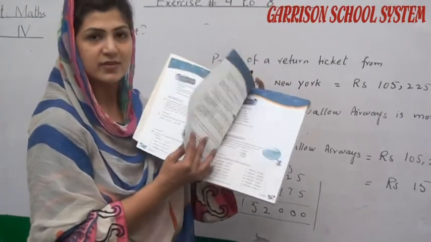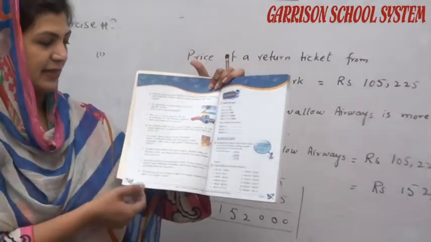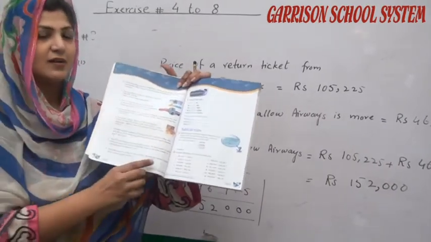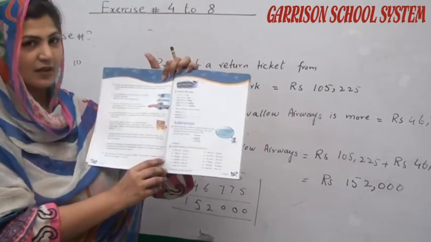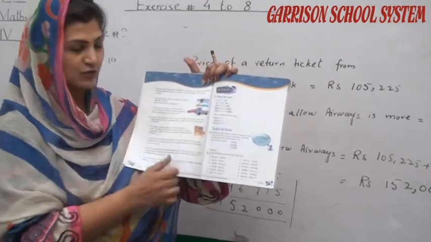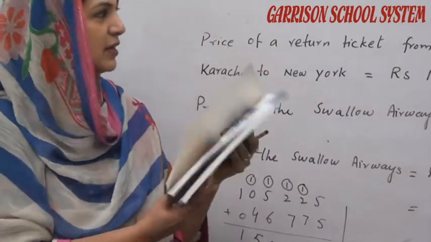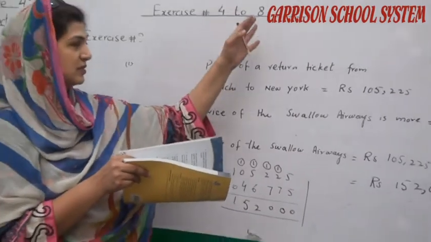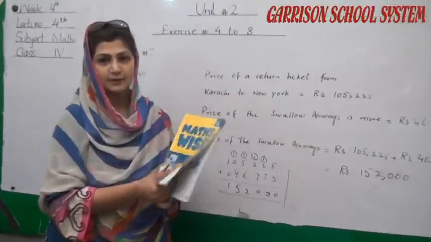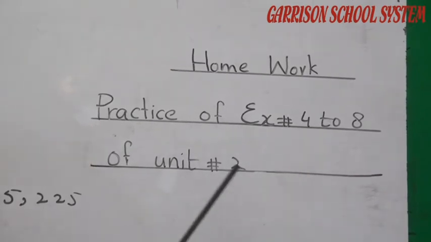So these are very easy questions. And all these questions, students, question number 3, 4, 5, 6, 7, 8, 9, 10 you can also do by yourself, because these all questions are addition. So I have given a clue, because in all these questions you have to add the values. Okay students, now we have done exercise number 4 to exercise number 8. Inshallah, in the next lecture we will start from exercise number 9. Your homework is to practice exercise number 4 to 8 of unit number 2.